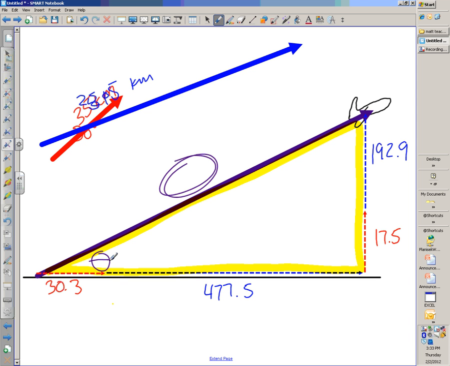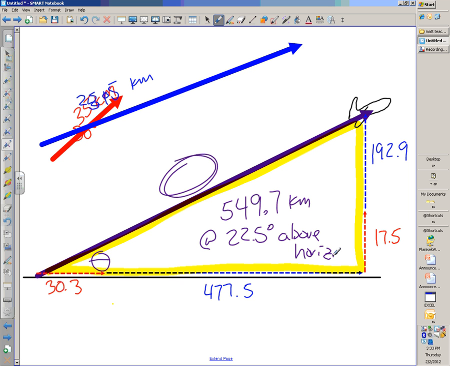When you run those numbers through, you should end up with a resultant displacement of 549.7 kilometers at 22.5 degrees above the horizontal. Hopefully that worked out for you. If not, ask me in class. One more practice problem.